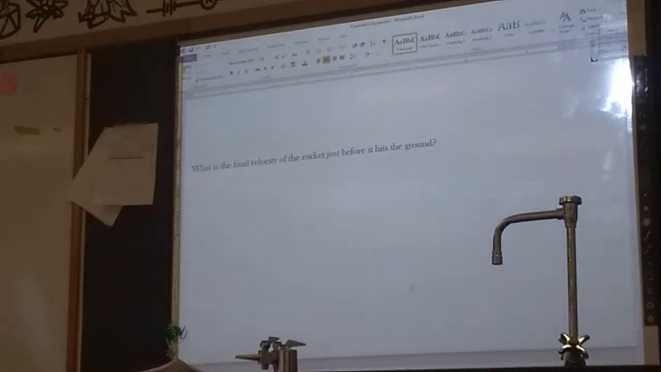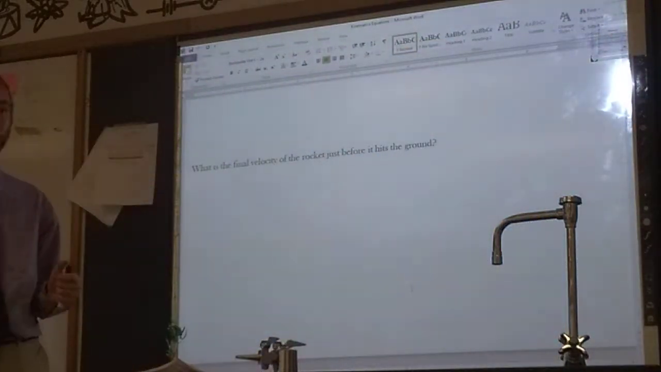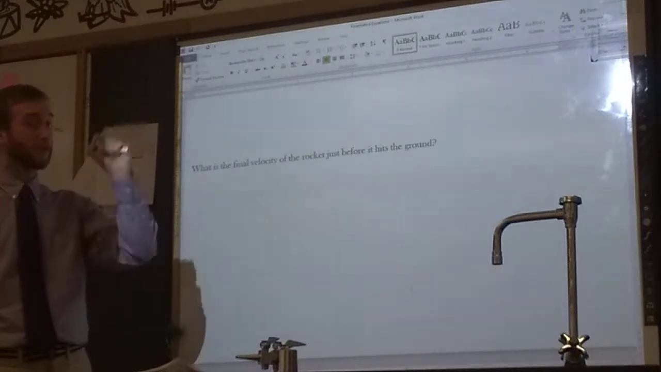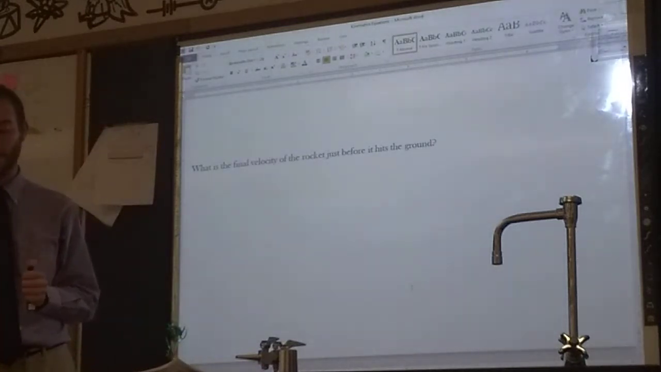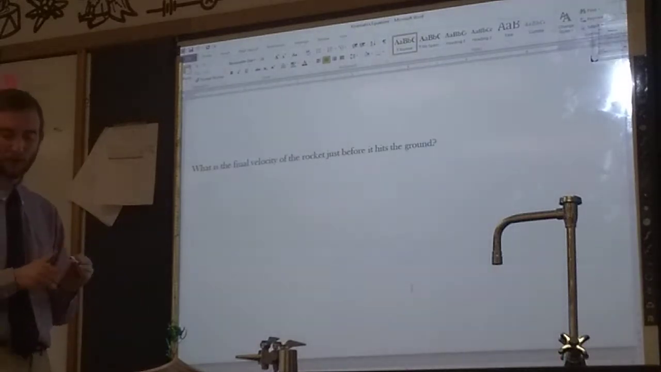Okay, our last question is about the final velocity of that rocket right before it hits the ground. We've already found the time that it takes not only to go up but also to go up and come back down. That was the final answer last time. We've also found the distance that it travels. So, the final velocity of the rocket just before it hits the ground.